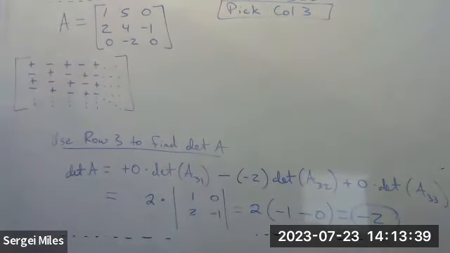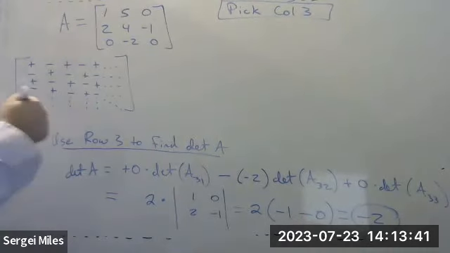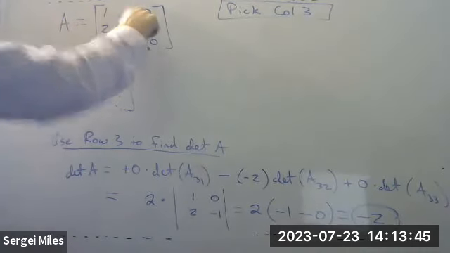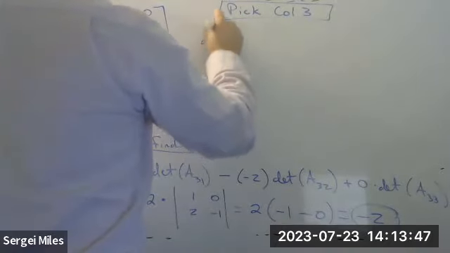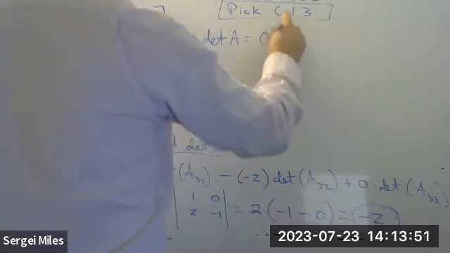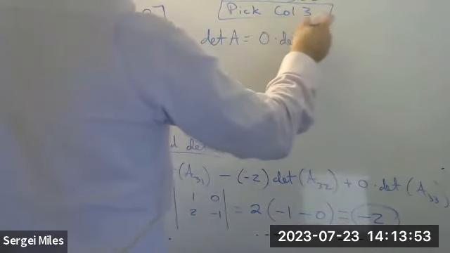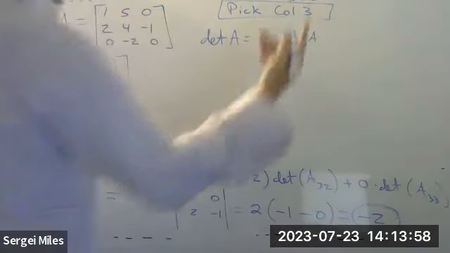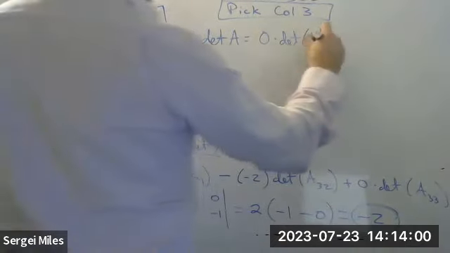Okay. Well, again, remember the plus minus pattern, the checkerboard pattern: plus, minus, plus. So I have a positive 0. The determinant of A equals 0 times the determinant of its submatrix. I'm not really going to worry about figuring out what that is exactly, because it's going to be multiplied by 0, so who cares?